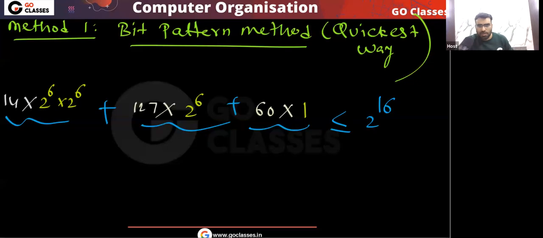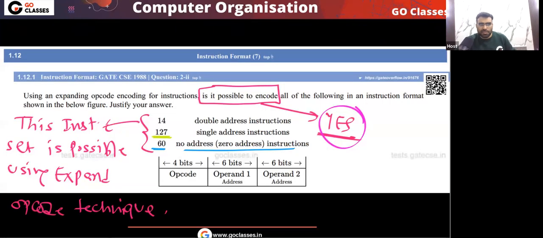Let me know. Okay. Now let's see another method to solve this same question. Can you solve this same question using another method? There is method number 2. Let's see that. But this was the quick method, remember. Okay, don't use method number 2 in the GATE exam. This method number 2, you don't use in the GATE exam.